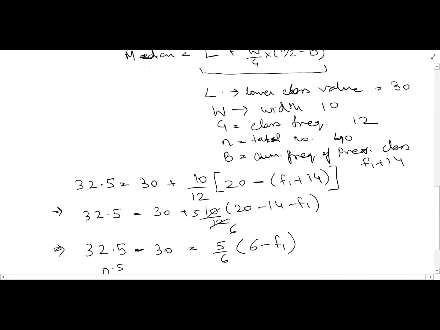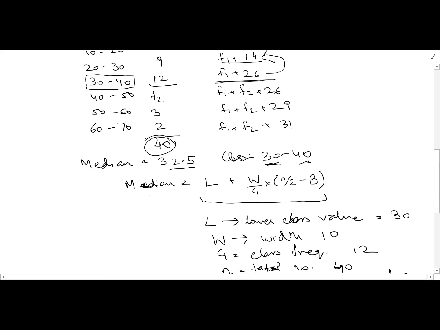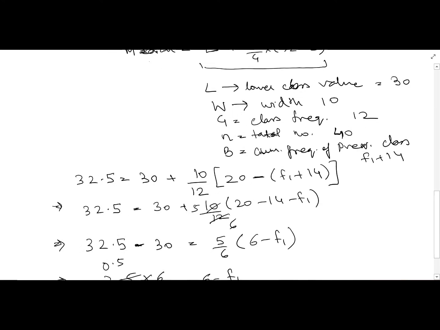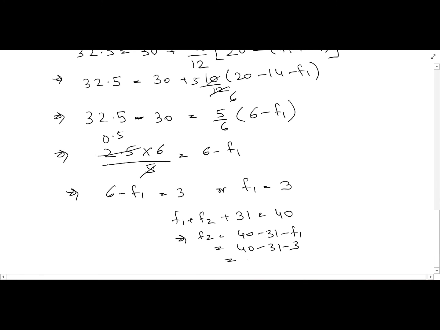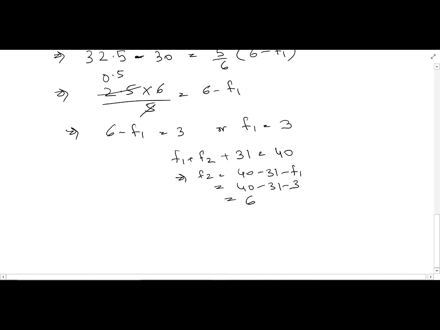Now we saw that the total is 40, which is equal to f1 plus f2 plus 31, the cumulative of all. So we know that f1 plus f2 plus 31 is equal to 40. f2 is equal to 40 minus 31 minus f1, 40 minus 31 minus 3, which is equal to 6. So we know f1 and we know f2.